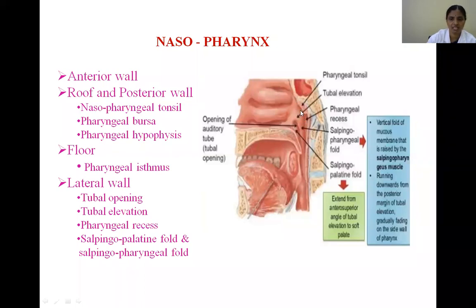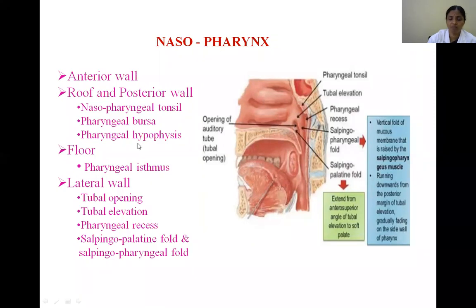So what is this pharyngeal tonsil or nasopharyngeal tonsil? The lymphoid aggregation beneath the mucosa. So mucosa associated lymphoid tissue on the roof of the nasopharynx is otherwise called nasopharyngeal tonsil. Then pharyngeal bursa. Into this tonsil, sometimes the mucosa extends backwards and forms a diverticulum. Mucosal diverticulum, and it extends backwards into the pharyngeal tonsil. So this is also known as pharyngeal bursa.